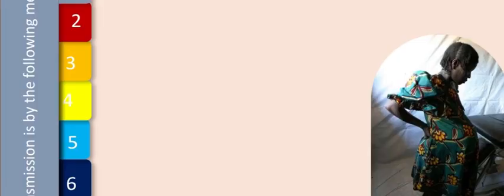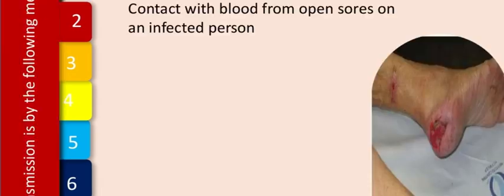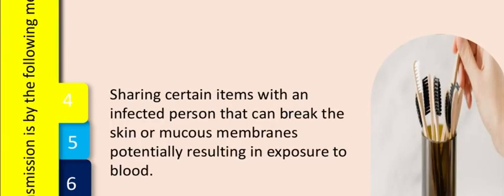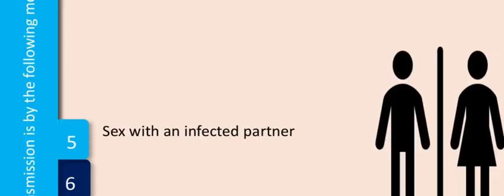So who are the people at risk? A child born to an infected mother; when there is contact with blood from an open source; this is a risk to nurses and doctors who take care of wounds; when there's exposure to needle sticks or sharp instruments. Number 4, when there's sharing of certain items with an infected person that can break the skin or mucous membranes, for example, sharing toothbrushes. Number 5, when there's a sexual encounter with somebody who is infected.